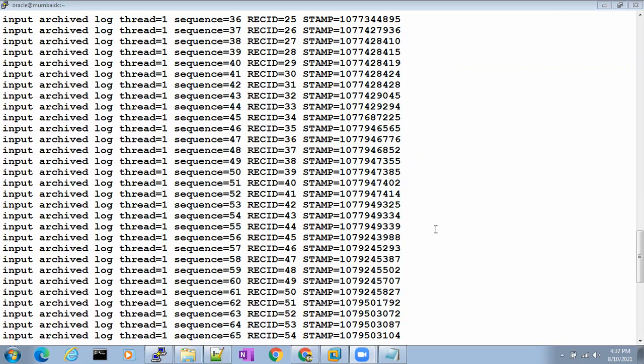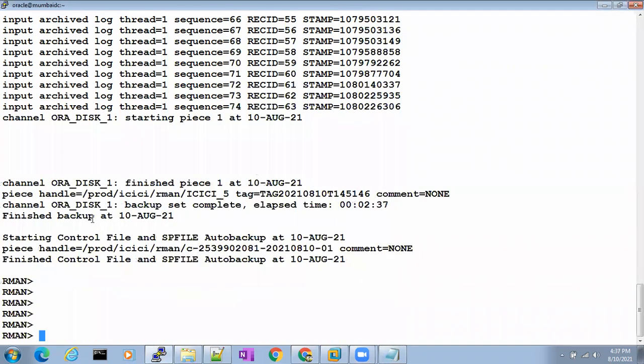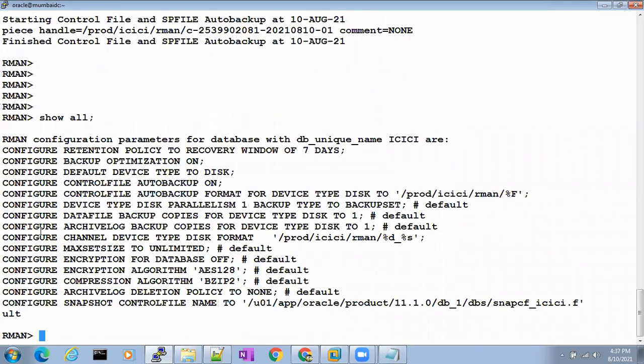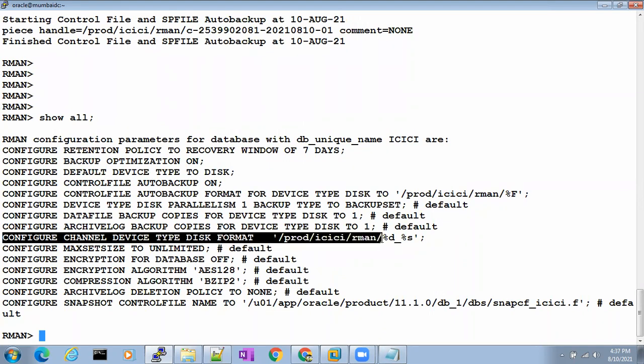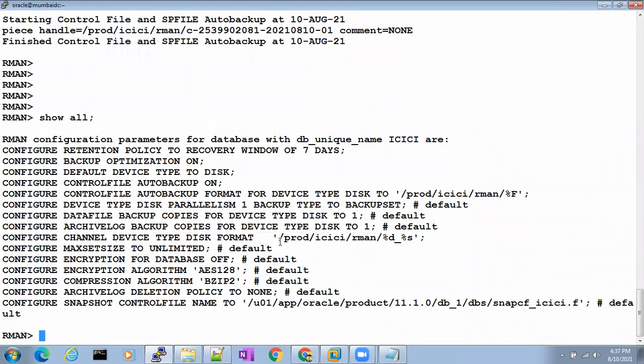Prod ICICI Arman. Yeah, exactly. Because we have created yesterday, if you people remember, we have created this directory prod ICICI Arman, and if you say show all, I have configured that parameter. Configure channel device type disk format, and from now on, you give any command, you take any backup, automatically the backup has to go and sit in this location.